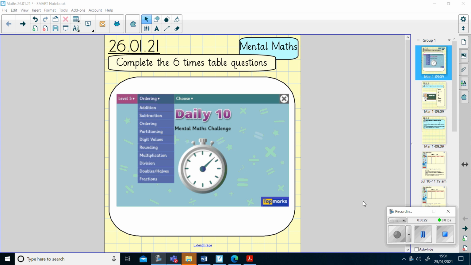So to warm our brains up this morning, we're going to have a look at some 6 times table questions. We're going to use Daily 10, the same game that we used yesterday, so you'll need a pencil and paper ready. If you need to pause the video to go and get those, then do that now please.